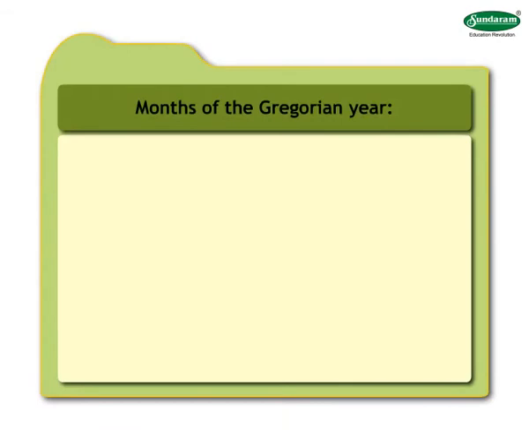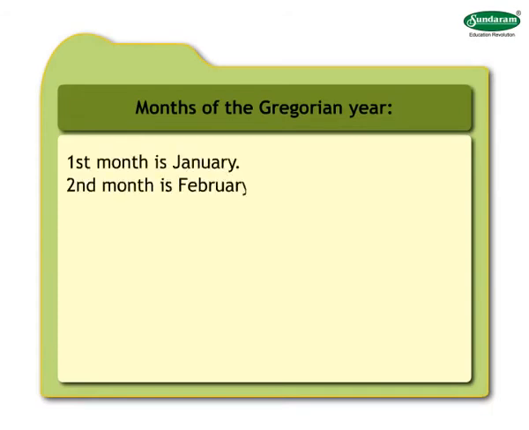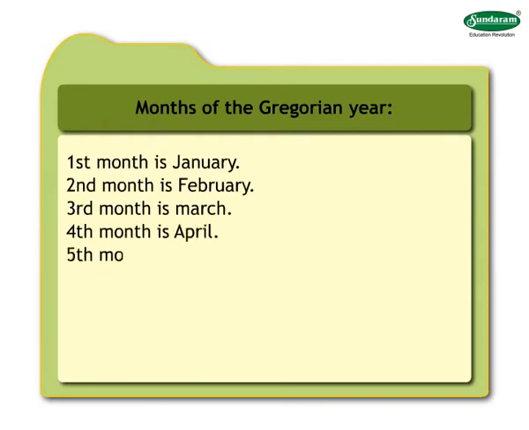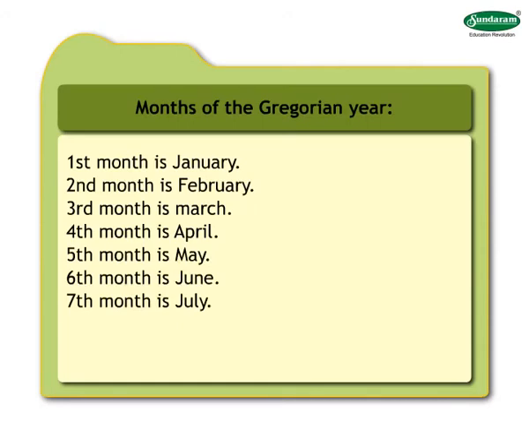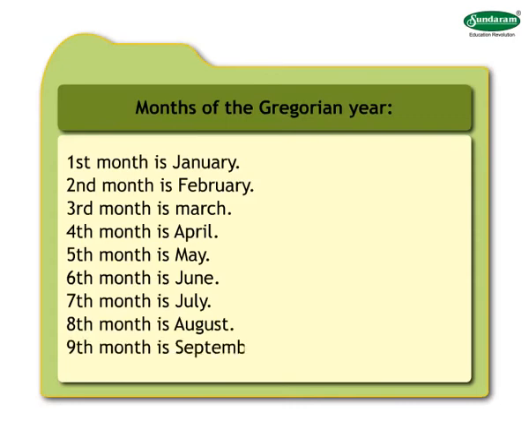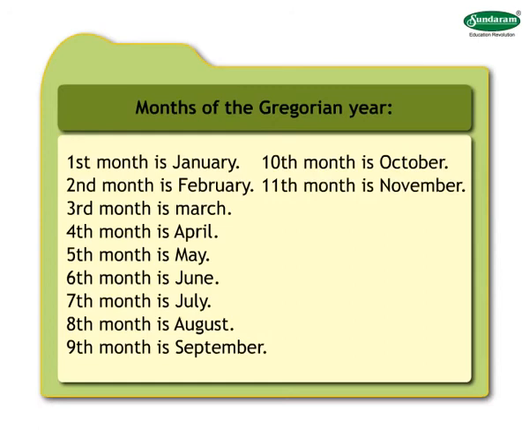They are: first month is January, second month is February, third month is March, fourth month is April, fifth month is May, sixth month is June, seventh month is July, eighth month is August, ninth month is September, 10th month is October, 11th month is November, 12th month is December.